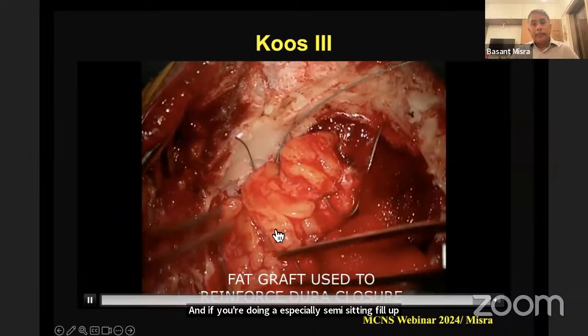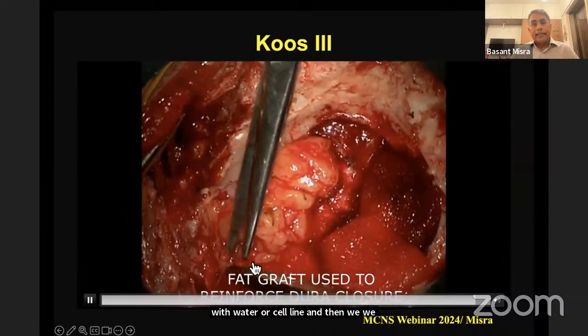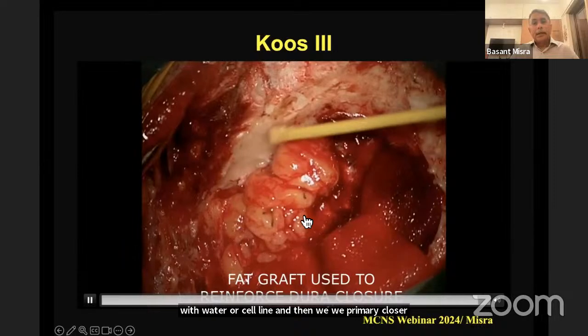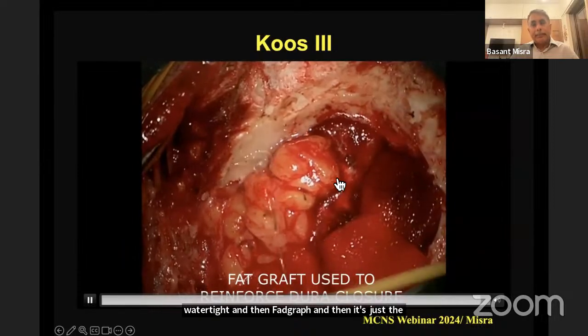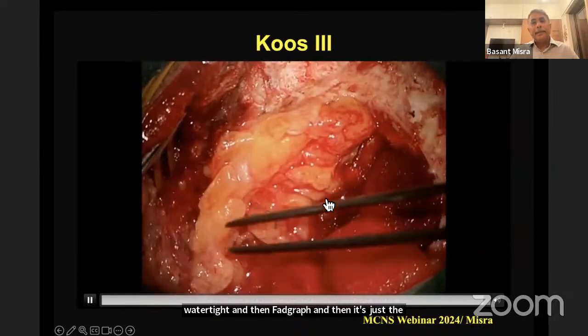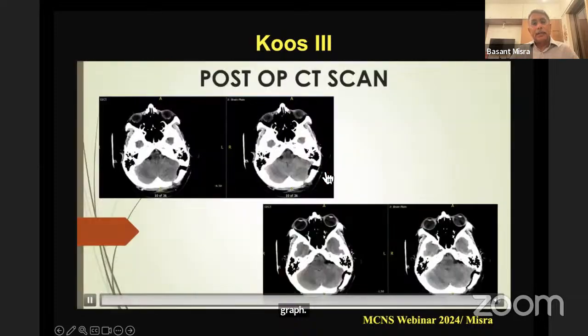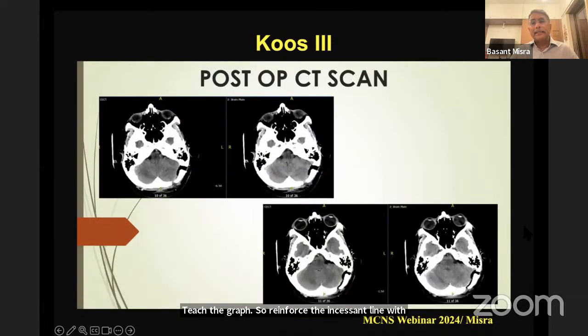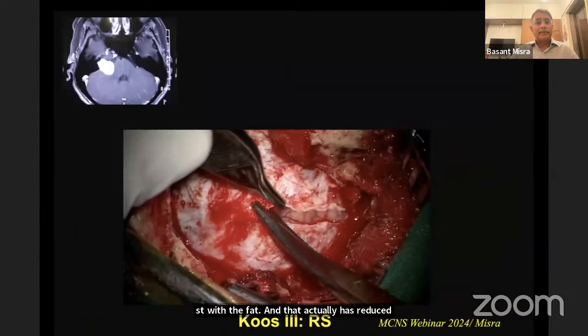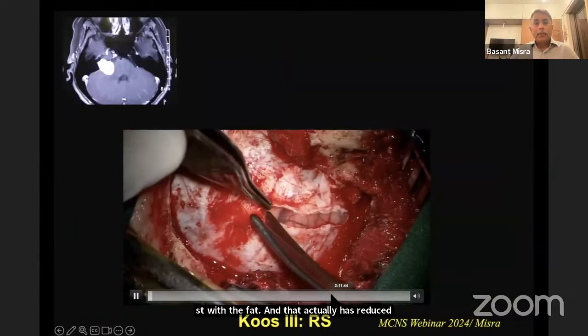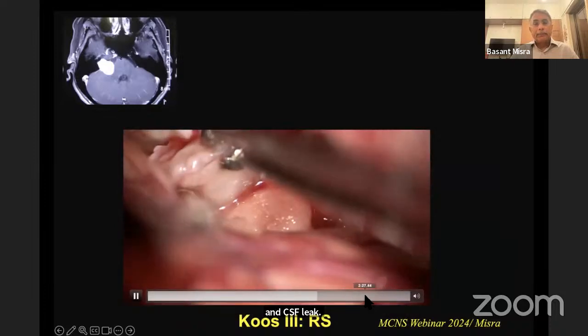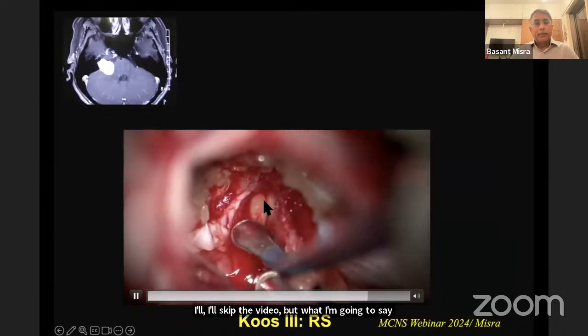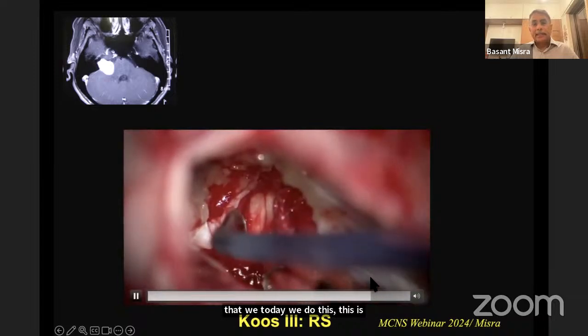And then we do primary closure, watertight, and then fat graft, and then stitch the fat graft. So reinforce the incision line with a stitch with the fat. And that actually has reduced significantly the post-operative pseudomeningocele and CSF leak. I'll skip the video, but what I'm going to say is that today we do this. This is beautiful. You can see the smaller tumor, very nice nerve.